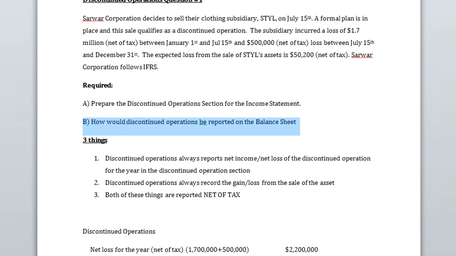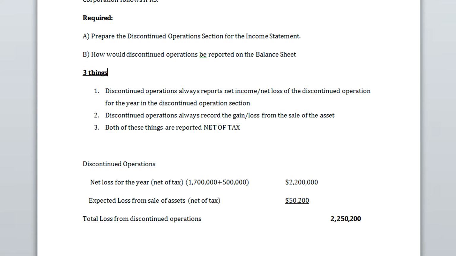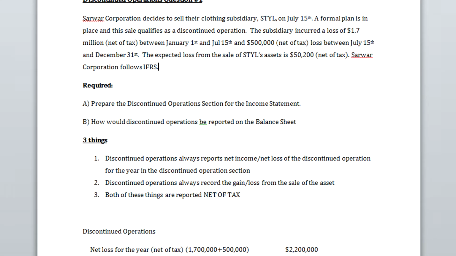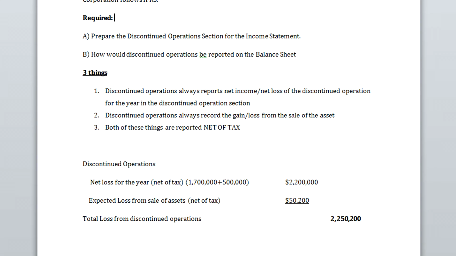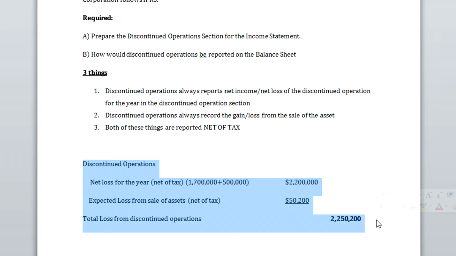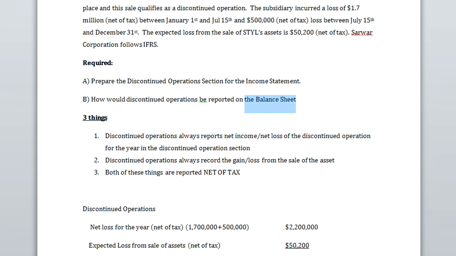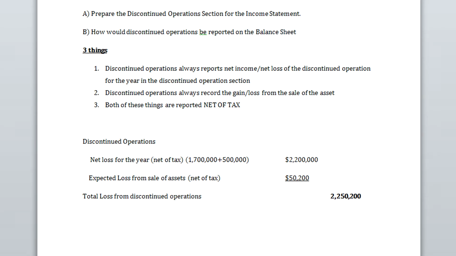And then part B here is a bit of theory. It's asking you, how would discontinued operations be reported on the balance sheet for this scenario? Okay? And this is where the whole IFRS and ASPE are going to come into play. Now, discontinued operation right here, how you prepare the section, it's actually prepared the same under IFRS and ASPE, but the way that it's going to be shown on the balance sheet is different. Okay? So, let's write part B here for you.